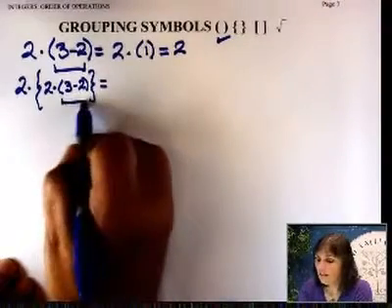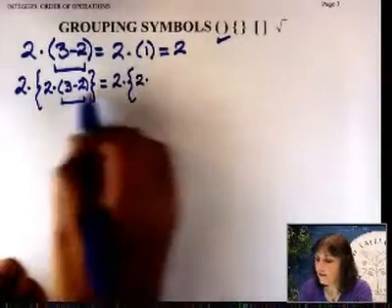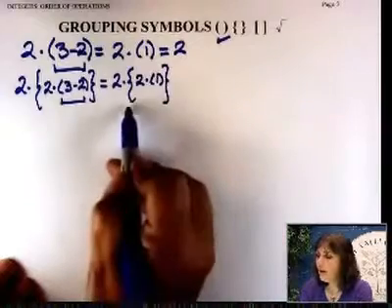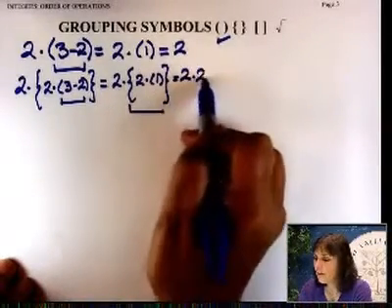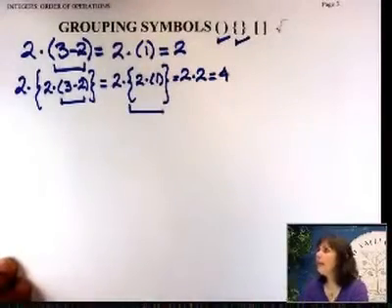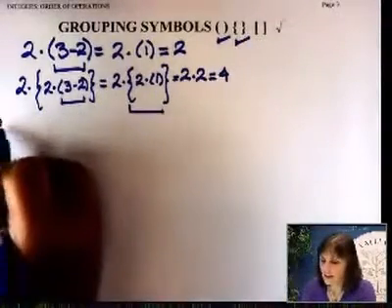You're going to do the inner one first, rewrite everything. 3 minus 2 is 1. Then do the outer one next. 2 times 1 is 2. 2 times 2 is 4. Sometimes you will see a triple one. Just triple up all these guys. Let's say something like that.